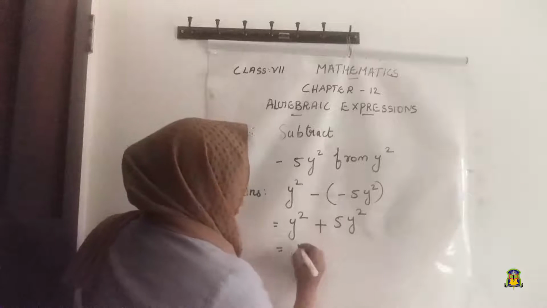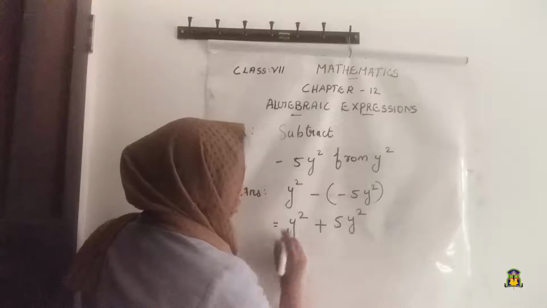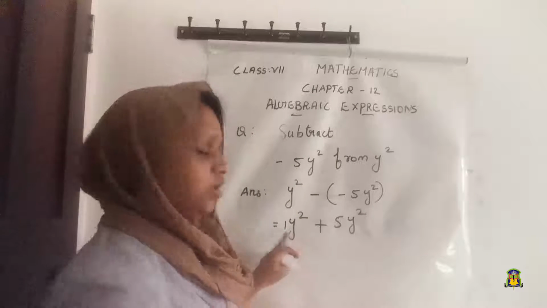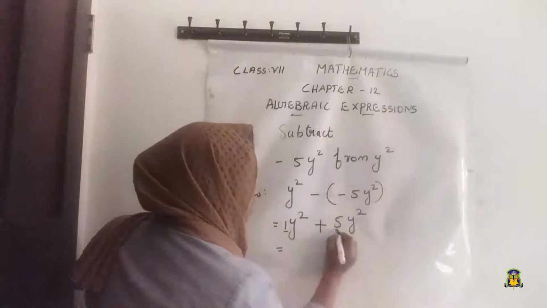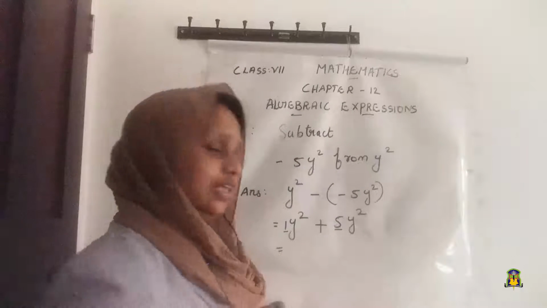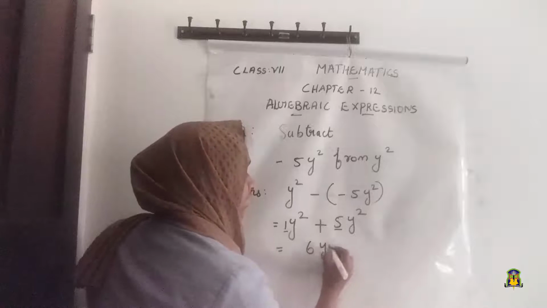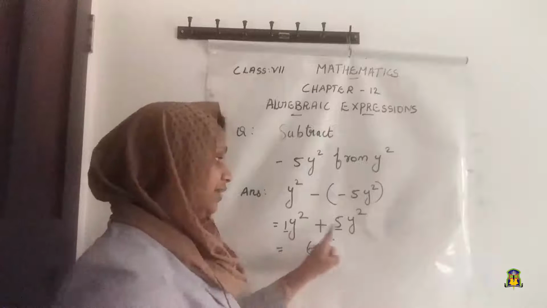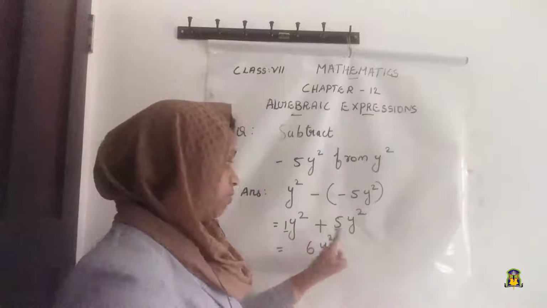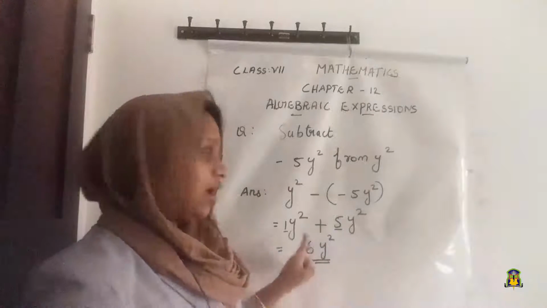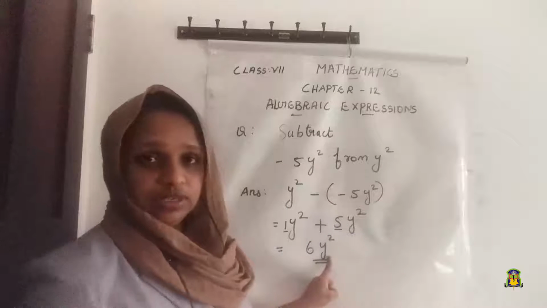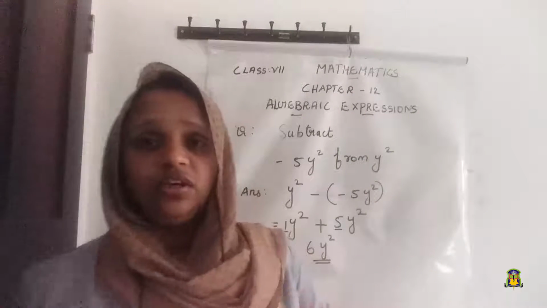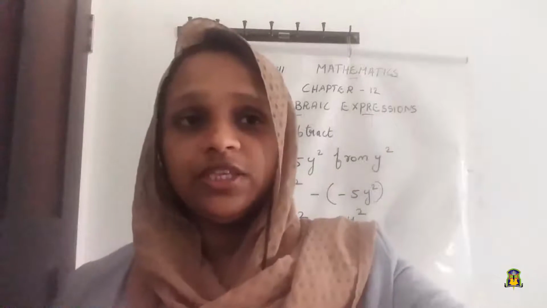So again we want to add. See this y square, y square. If there is no value written, that means it is 1. So we first add 1 plus 5. What is 1 plus 5? 6. And we write the algebraic factor as it is, y square. We just add the numbers only. That is 1 plus 5, it is 6, and then we write the y square. Got it? So this way we are adding and subtracting algebraic expressions.